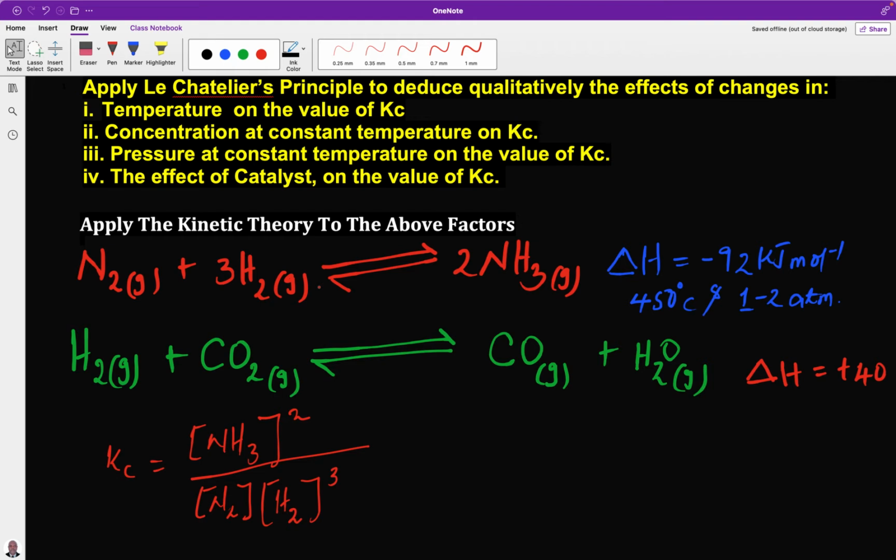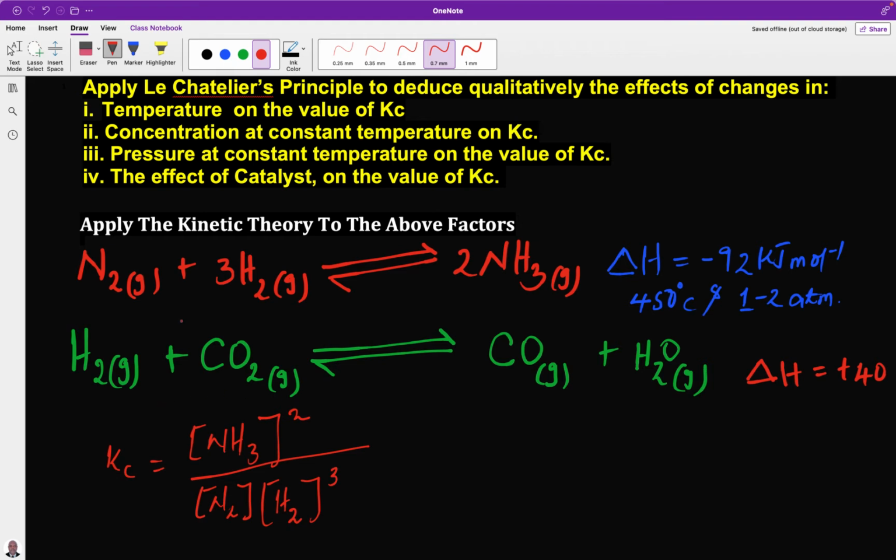Let's go to concentration. Let's use a concentration. Increasing the concentration at constant temperature. What will be the effect of increasing the concentration at constant temperature? Okay, now, the effect on Kc.